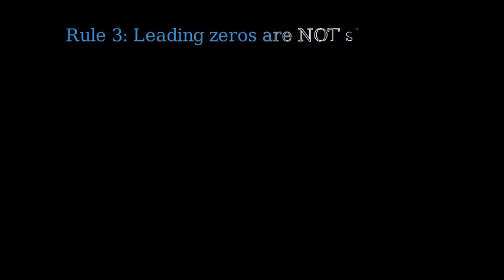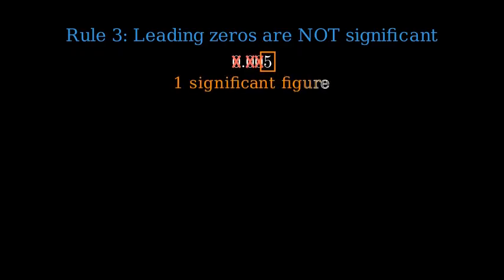Rule number 3, leading zeros or zeros at the beginning of a decimal number are not significant. They only serve to locate the decimal point. For example, in 0.005, the first three zeros are not significant. Only the 5 is significant, so this number has only one significant figure. In 0.023, the first two zeros are not significant. The 2 and 3 are significant, so this number has two significant figures.